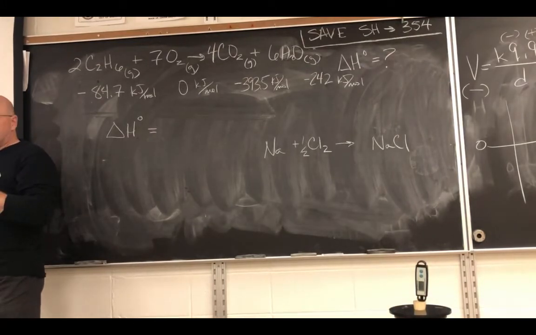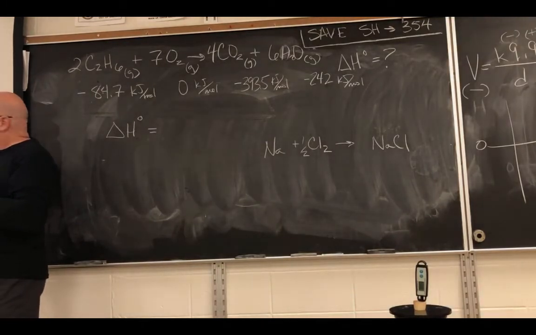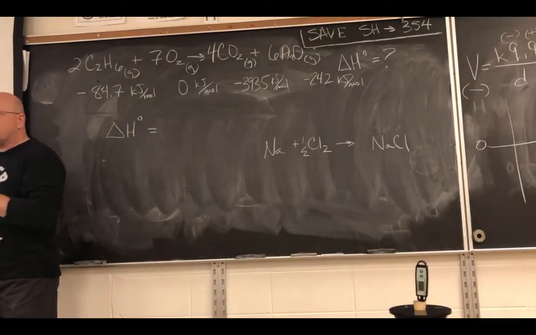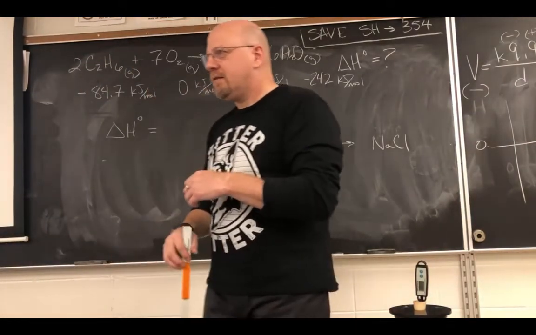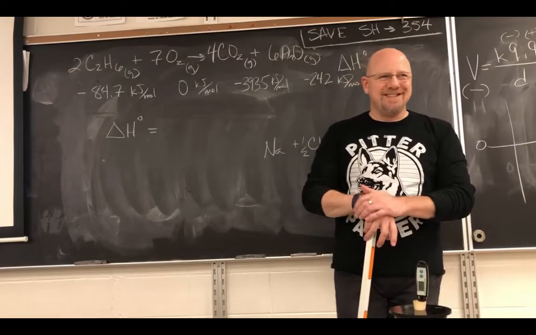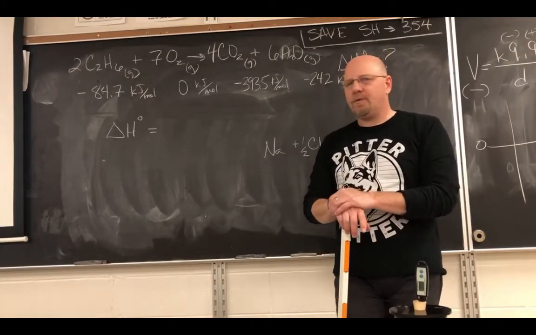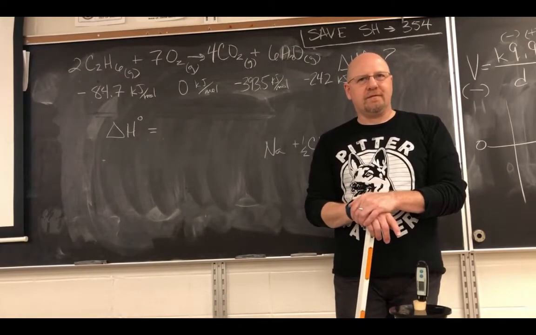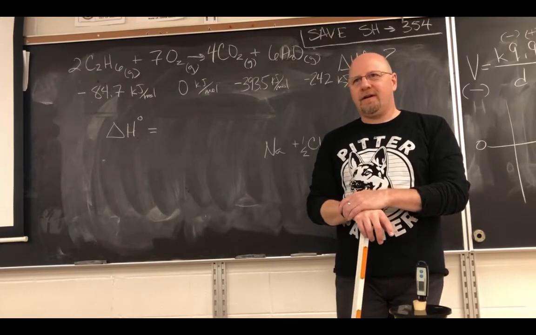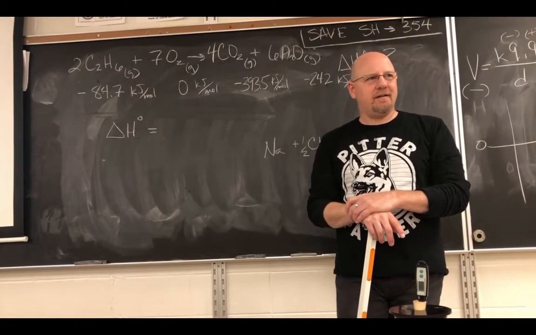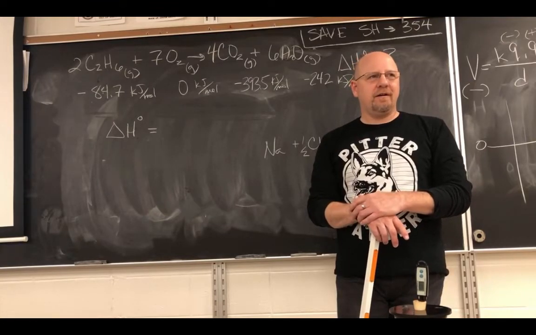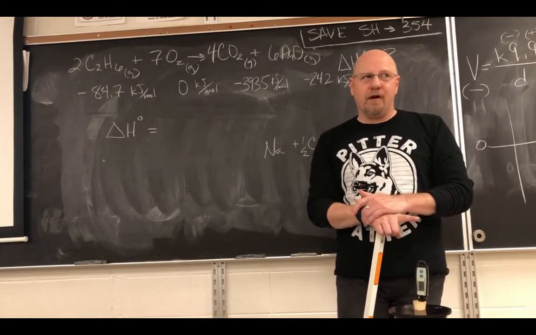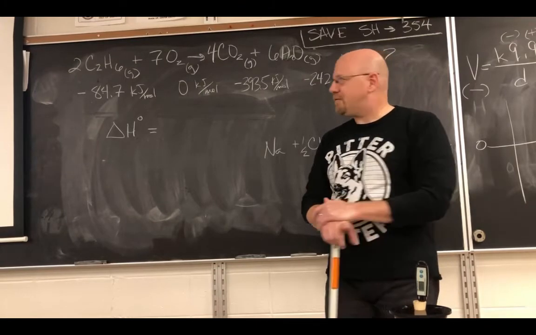Mercury is a liquid. 0 or not? 0, because mercury is a liquid. H, gas. 0 or not? Not, it's not atomic. It's not 0 because it's not H2. Okay, gotta be careful. So it is not 0. If it was H2, it would be 0.